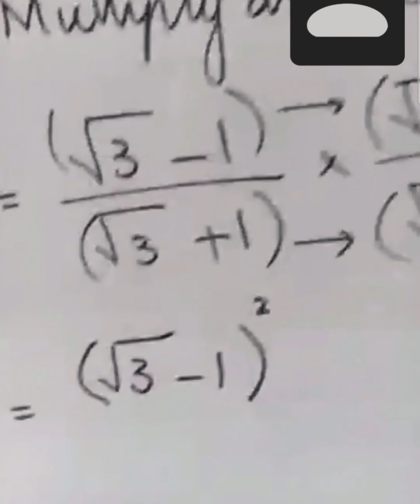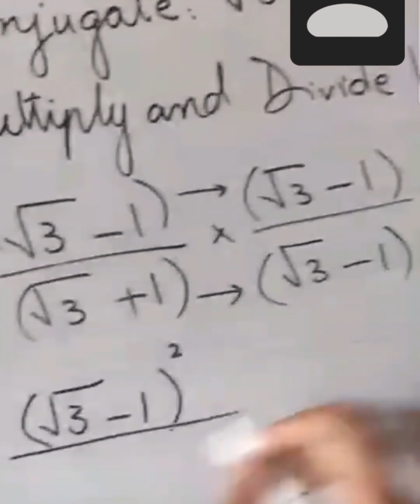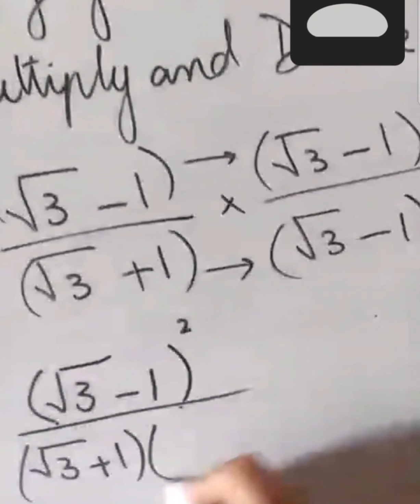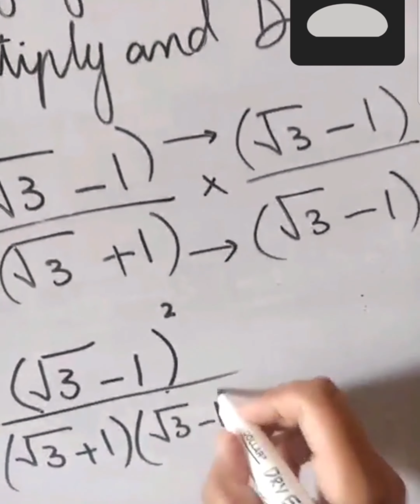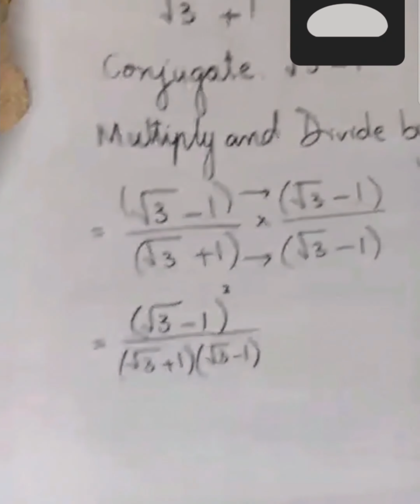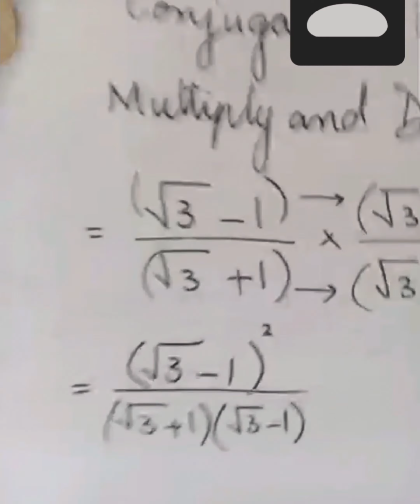Square root 3 minus 1. May I write its whole square? Yes, ma'am. Square root 3 minus 1 into square root 3 minus 1, whole square, over in the denominator it will be square root 3 plus 1 into square root 3 minus 1. Okay, but look at its numerator. It is square root 3 minus 1 whole square. Have you ever learned this type of formula? No, ma'am. A minus B whole square.